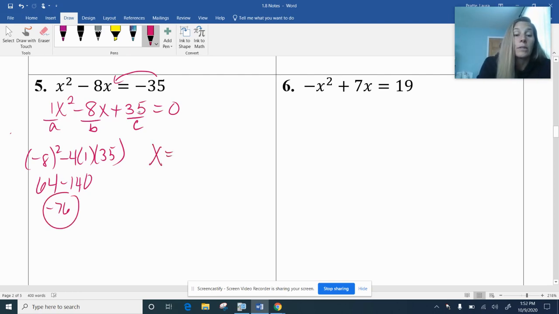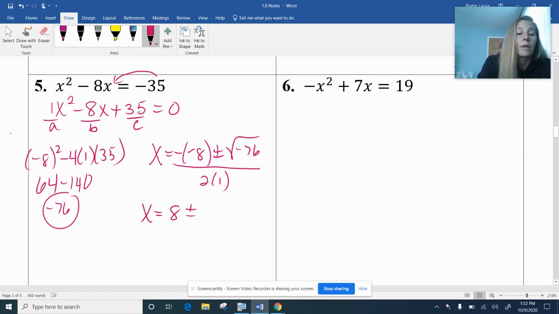So now putting the rest of this into the quadratic formula, I have a negative 8 plus minus the square root of negative 76, and that's going to go over 2 times A. Of course, the double negative makes that 8 positive. 2 times 1 on the bottom is just 2. And then the 76, we're going to need to simplify that, right? So if we do 76 divided by 2, wait a minute, 76 divided by 2 is 38.